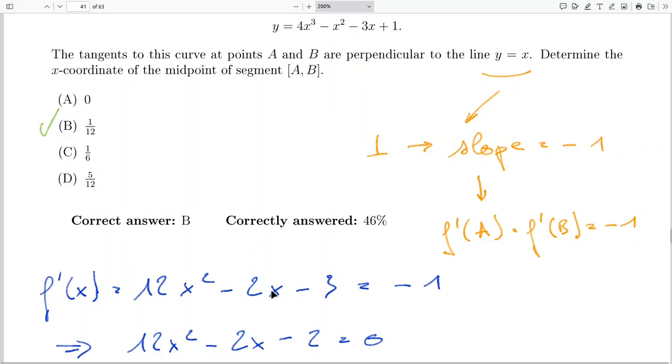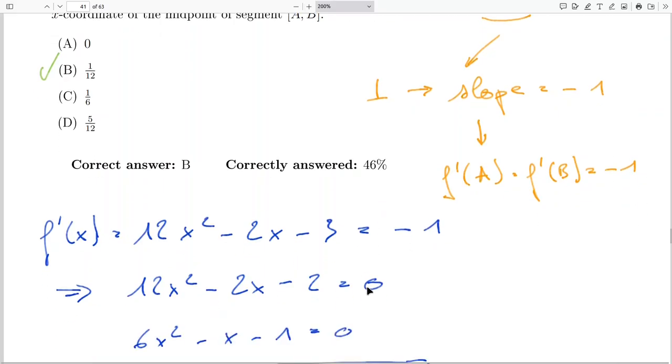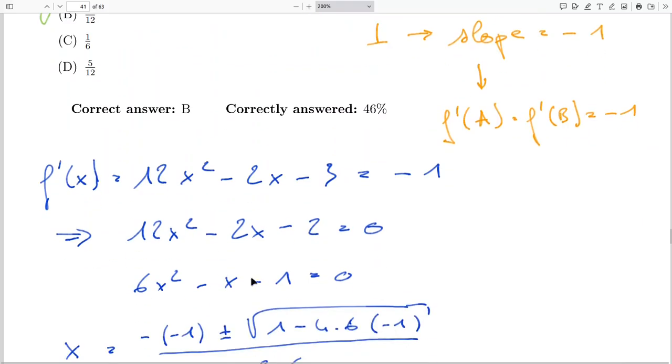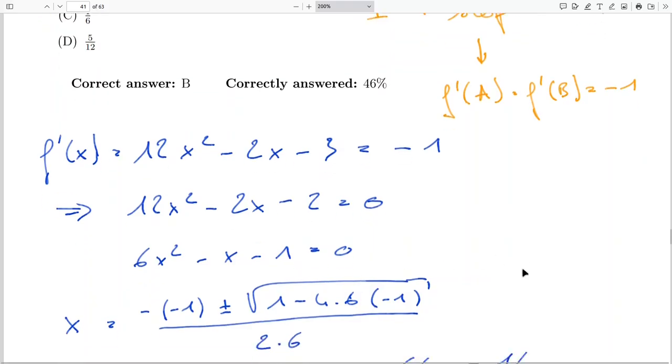minus x squared gives you minus 2x, minus 3x gives you minus 3, and plus 1 is 0, of course, and that has to be equal to minus 1, or 12x squared minus 2x minus 2 is 0. You can divide by 2 everywhere, so you end up with 6x squared minus x minus 1 is 0.